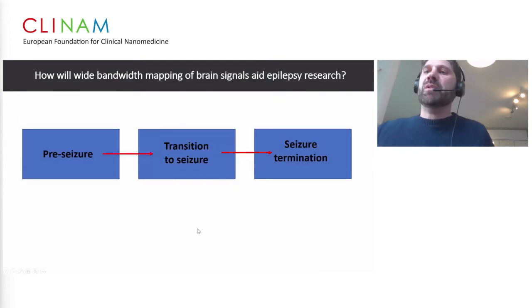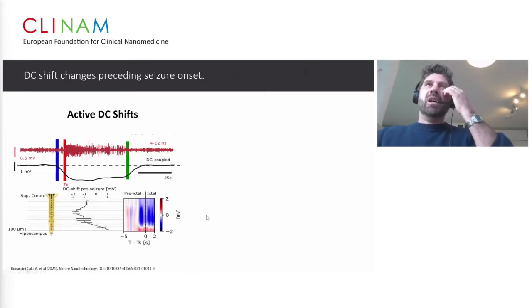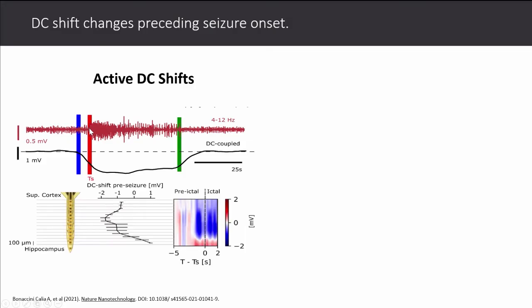So I'll now step towards the transition to seizure itself. How can our devices help here? And what I'd like to do is introduce a term called an active DC shift. So what you'll see here in red is a high-pass filtered seizure. And I think most people would argue that the seizure is starting with this vertical red line and the seizure finishes with this vertical green line.